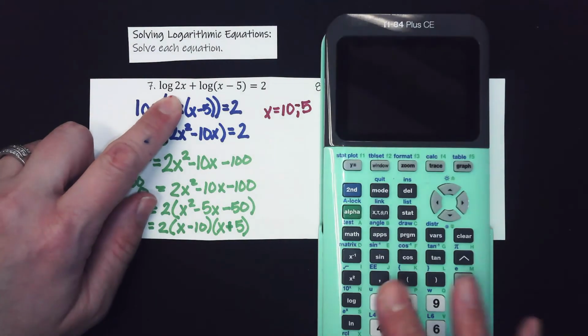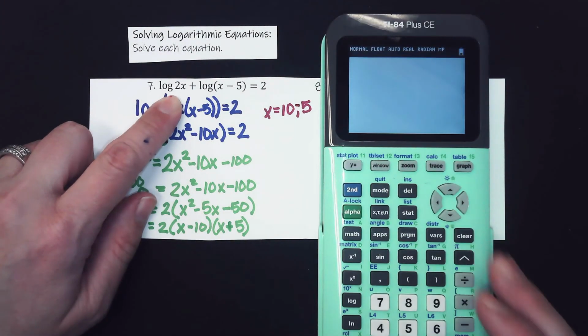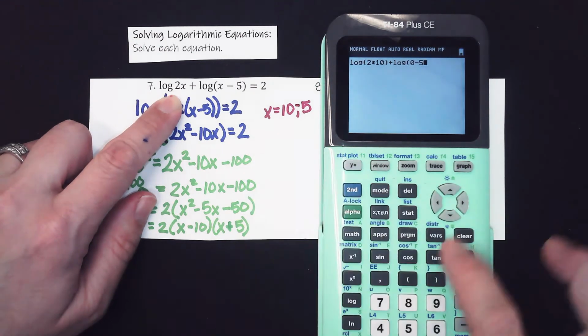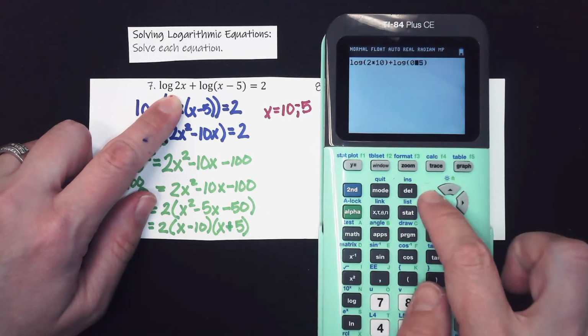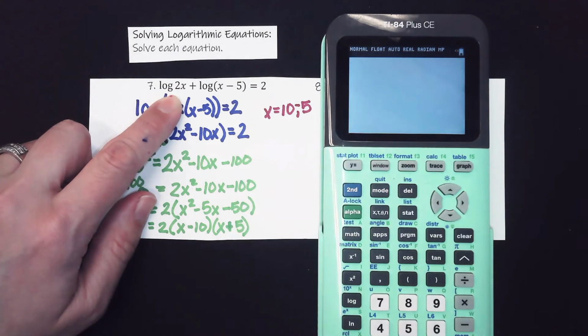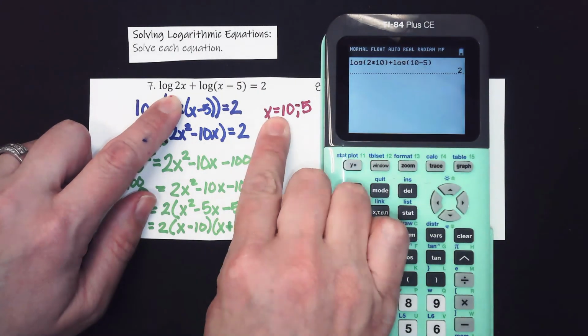Now that's my common log, so it's pretty easy to type it in my calculator. Log of 2 times x, so we're going to try the 10 out first, plus log of 10 minus 5, because 10 was x, okay? And I put 0.10 minus 5. Alright, and this needs to equal 2. Okay, so 10 worked, so that is definitely an answer.